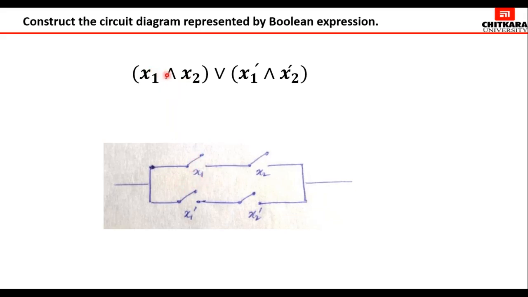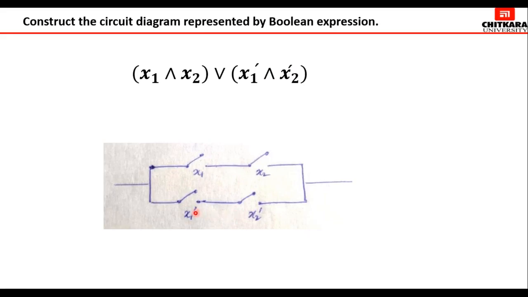X1 and X2, or X1 complement and X2 complement. So X1 and X2 means X1 and X2 are connected in series. So we have connected X1 and X2. You can see series connection is used. And then we have this combination, X1 complement and X2 complement. Again, it is series connected. So we are combining it in series.